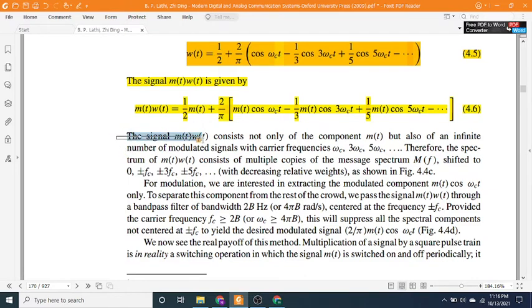The signal m(t) w(t) consists not only of the component m(t), but also of an infinite number of modulated signals with carrier frequencies ωc, 3ωc, 5ωc. Therefore, the spectrum of m(t) w(t) consists of multiple copies of the message spectrum M(ω) shifted to 0, plus or minus ωc, plus or minus 3ωc, plus or minus 5ωc.